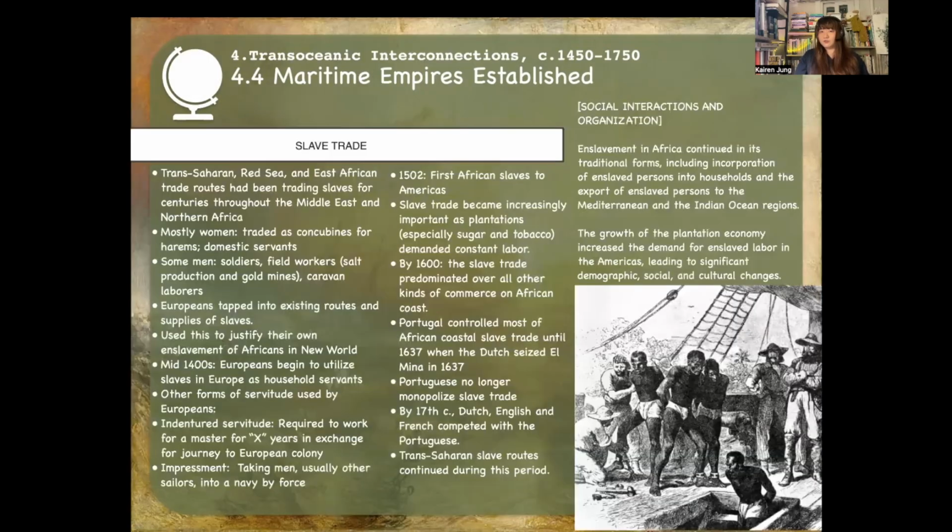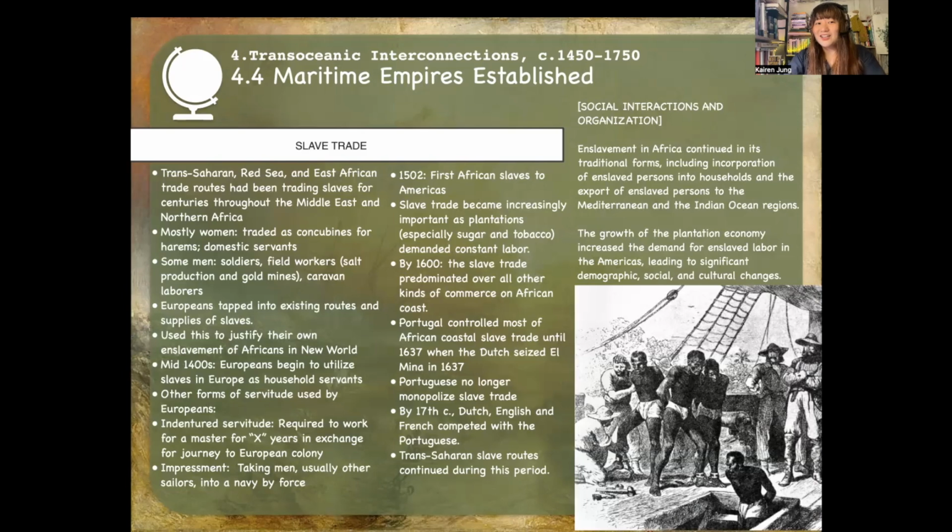Let's look at the slave trade now. In terms of social interactions and organization, enslavement in Africa continued in its traditional forms, including incorporation of enslaved persons into households and the export of enslaved persons to the Mediterranean and the Indian Ocean regions. Oh, that's what the CED wants us to remember. The growth of the plantation economy increased the demand for enslaved labor in the Americas, leading to significant demographic, social, and cultural changes.